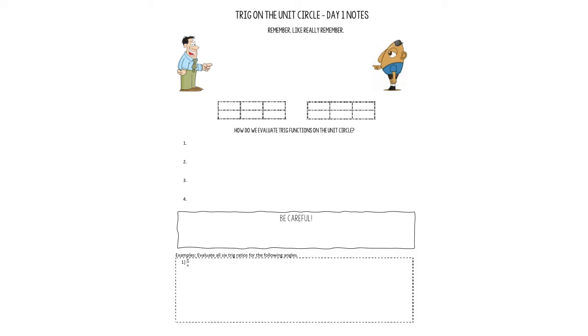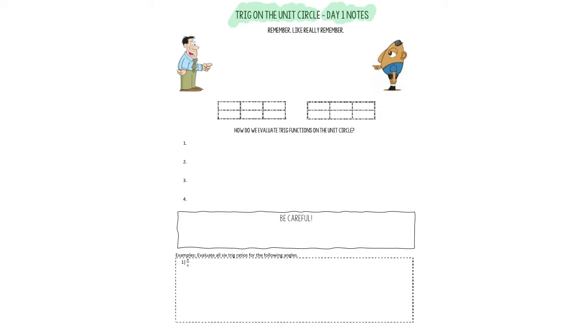All right, guys, today we're going to be starting on one of my favorite things we learn all year in pre-cal, and that is trig on the unit circle. As you can see, it says day one notes. We're going to be breaking this down into 3 days worth of content. So we're just getting the basics today.